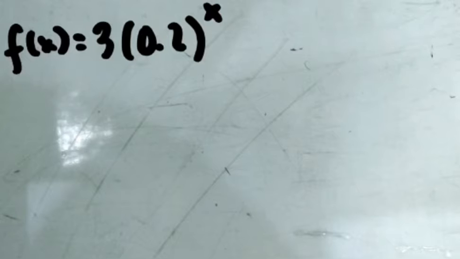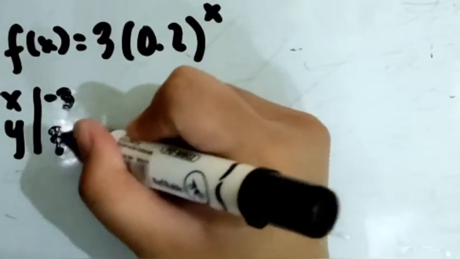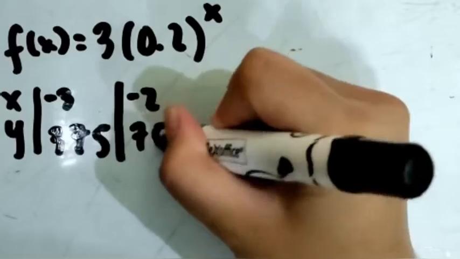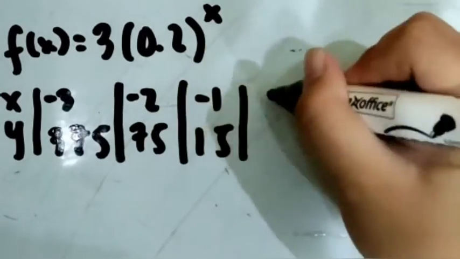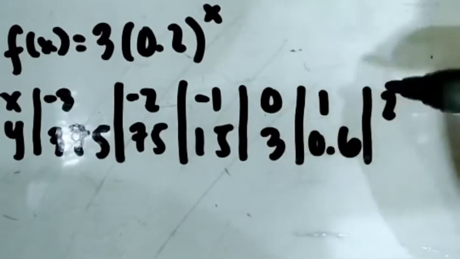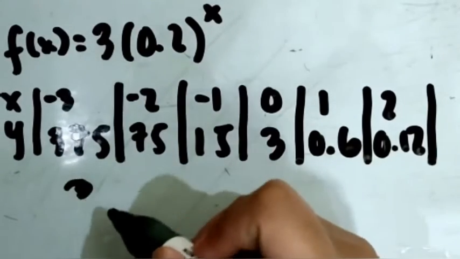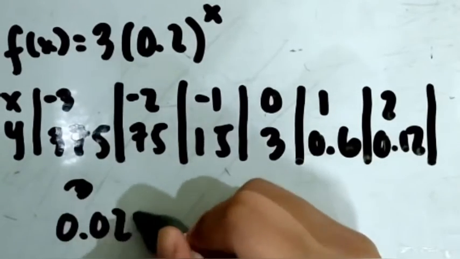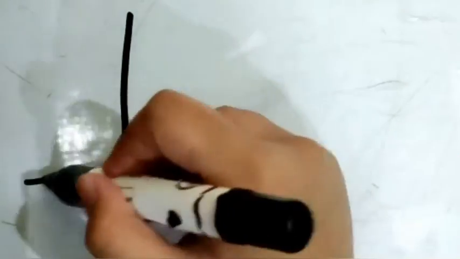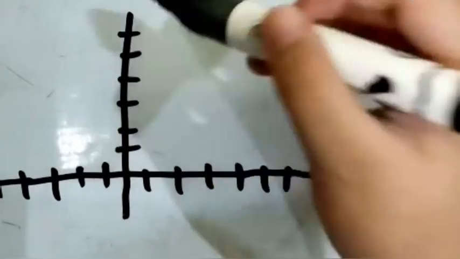In the next example, with the given f(x) equals 3 times 0.2 to the power of x. Step 1. Assign at least 6 values for x, which you could assume as -3, -2, -1, 0, 1, 2, and 3. And then solve for the values of y. In order to get this, you should substitute the values of x to the given function. Step 3. Plot the points based on the table of values in the Cartesian plane and connect them.